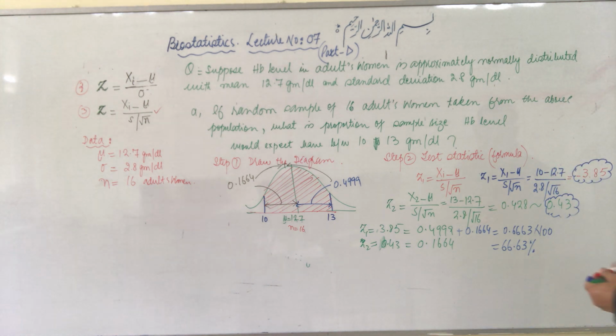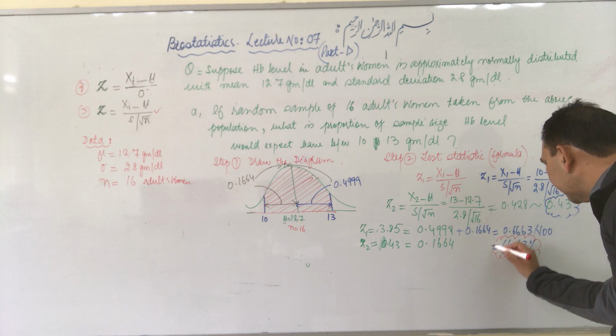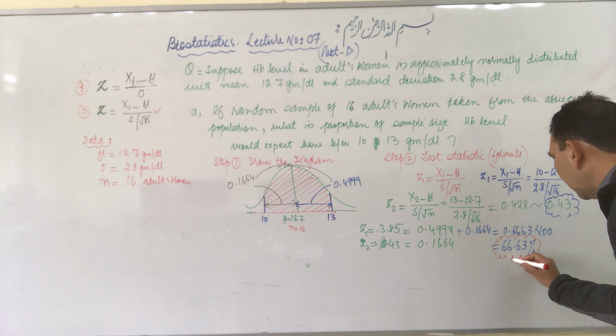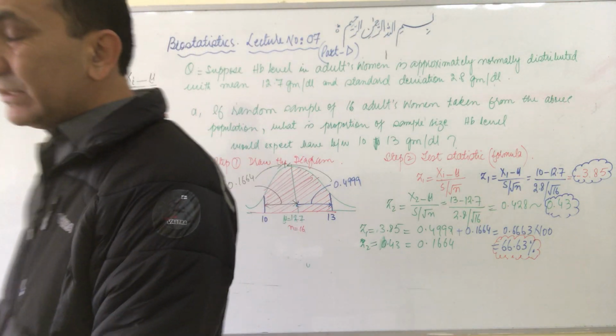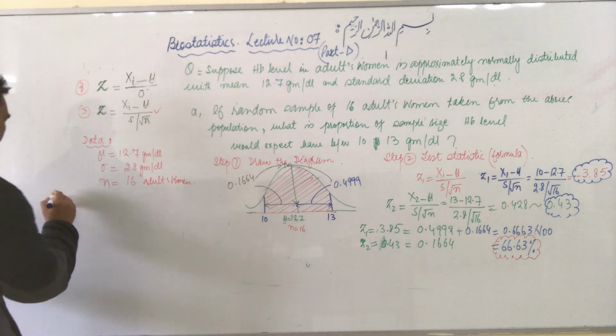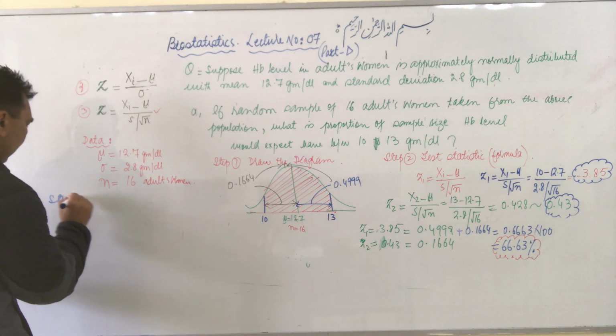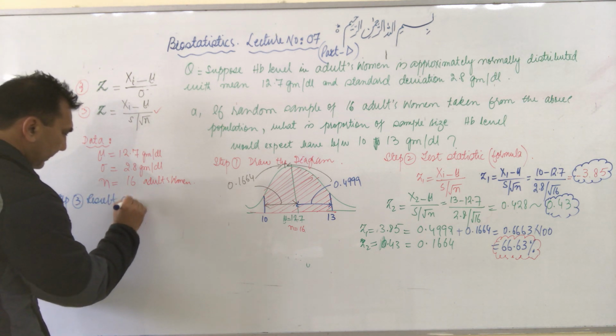Okay. Now 66.63% is the expected hemoglobin level of the 16 adult women between 10 to 13. Now in step number 3, we will write down the result statement.